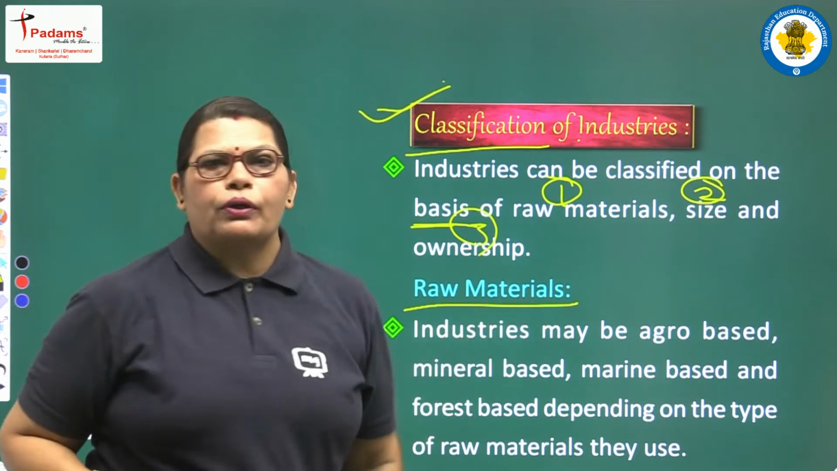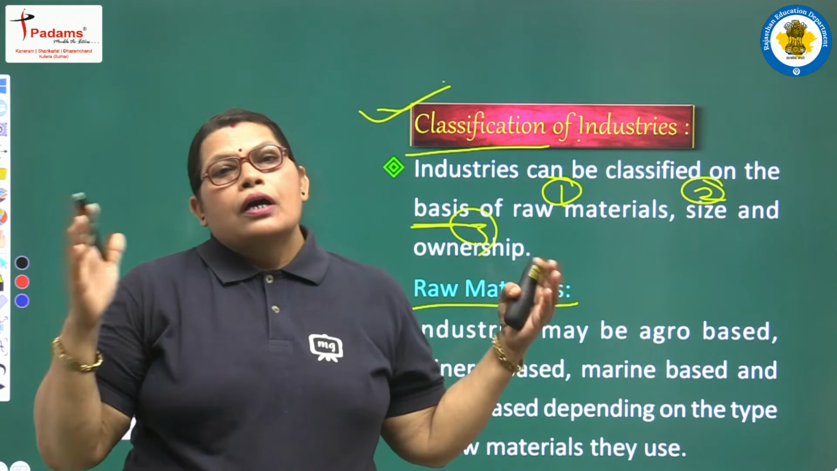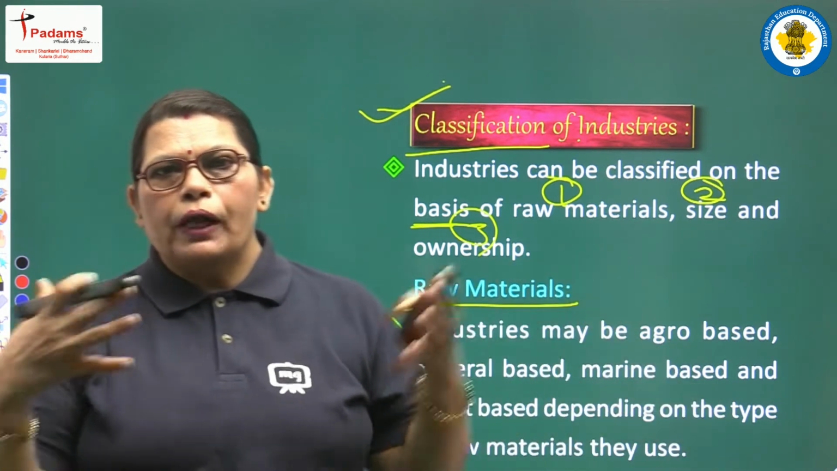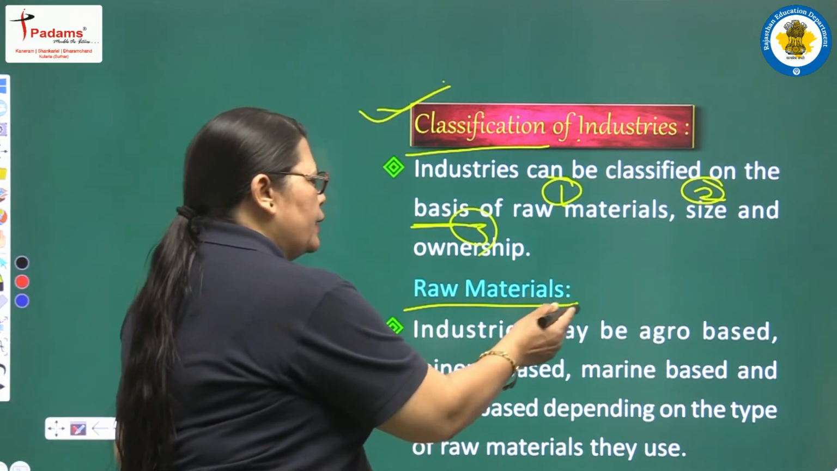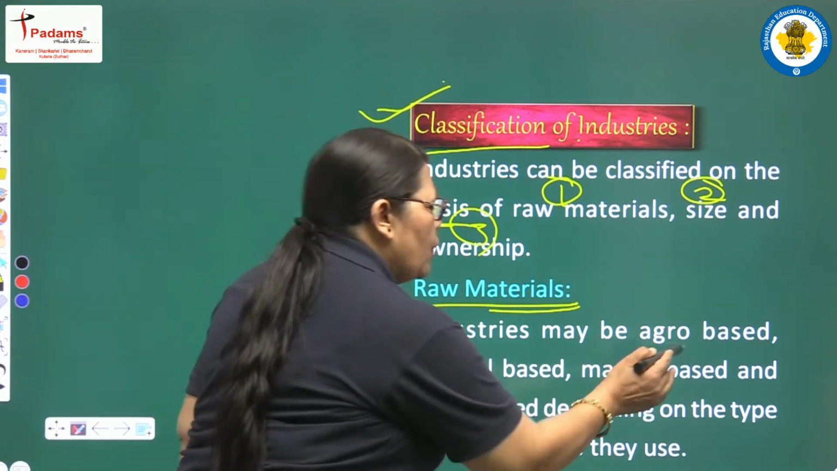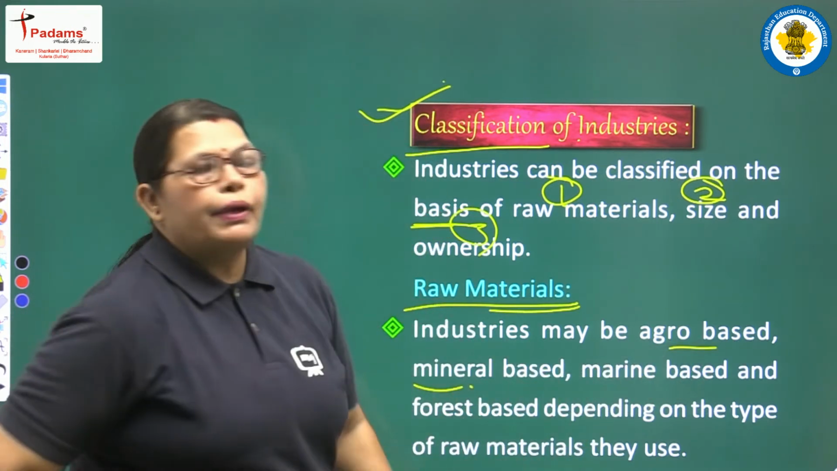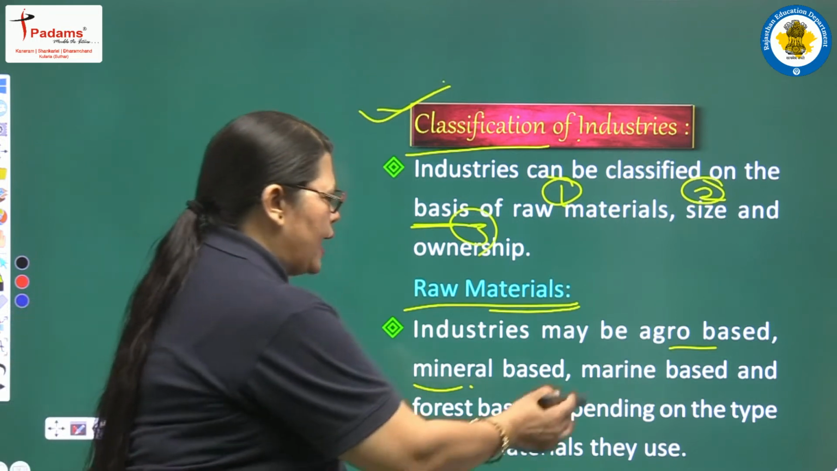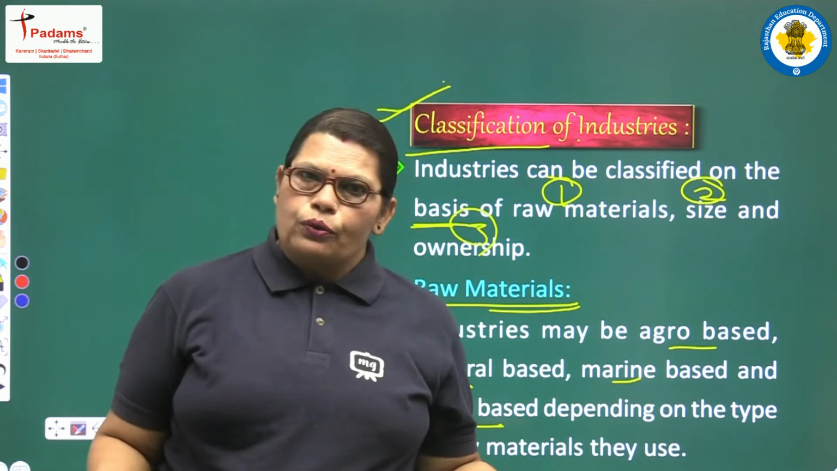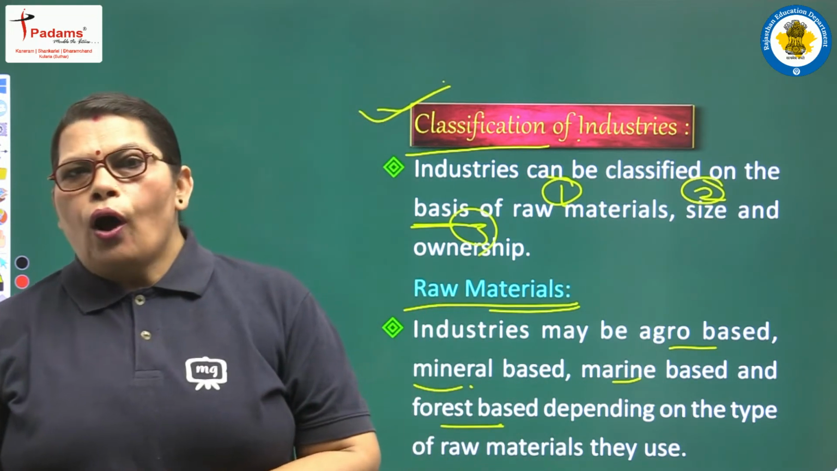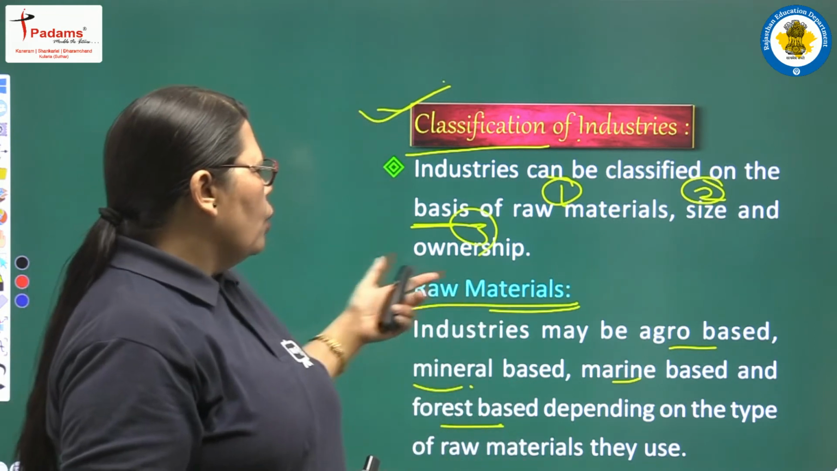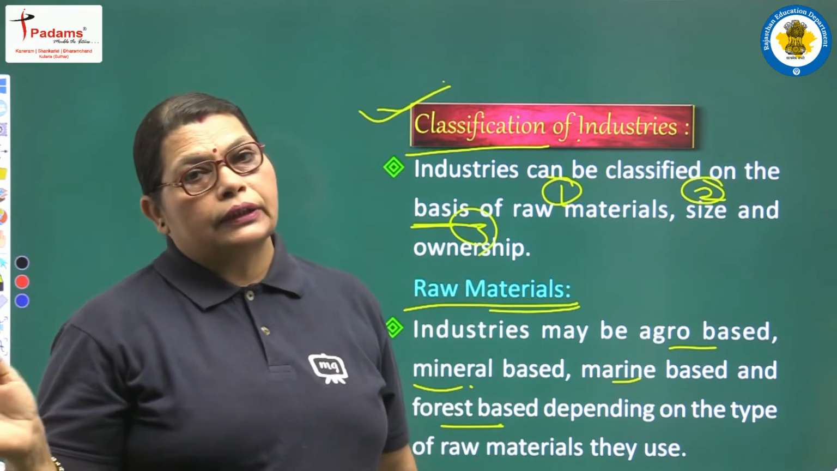When we are talking about the raw material for notebooks, that is trees. Wood pulp is there. And when we are talking about industries, they may be agro based, mineral based, marine based, or forest based, depending on the type of raw materials they are using. It means the raw material is the main criterion for industry classification.